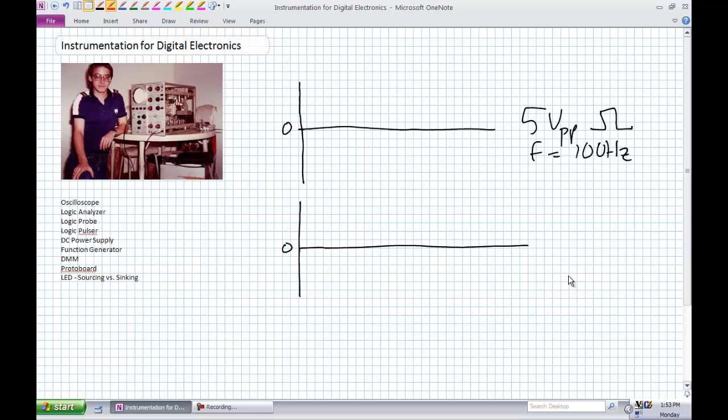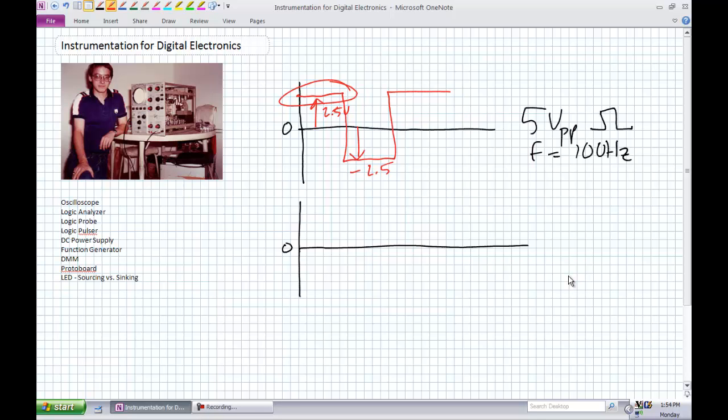What that thing is going to produce: the function generator will produce a 5 volt peak-to-peak signal, peaking at 2.5 volts, valleying at negative 2.5 volts. So the waveform is going to look like this. Is it going to work?